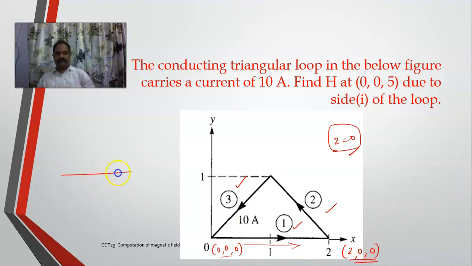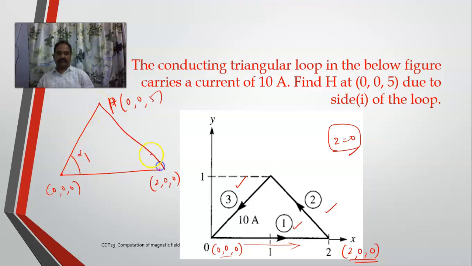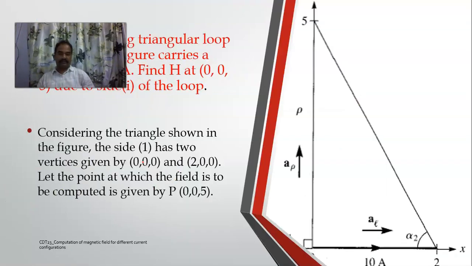So there is a line current element from (0, 0, 0) to (2, 0, 0), and at point P, (0, 0, 5), you need to determine the H. I'll take it as alpha 1 and alpha 2. We'll try to solve this problem. Considering the triangle, side 1 has 2 vertices, these are the 2 vertices, and the point is (0, 0, 5). This is the simplest representation.